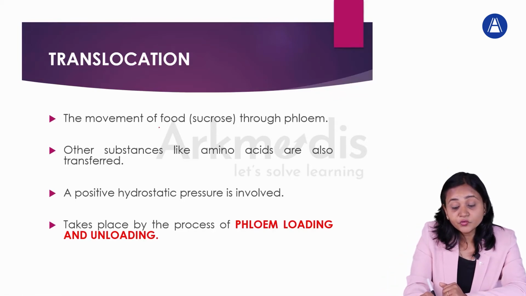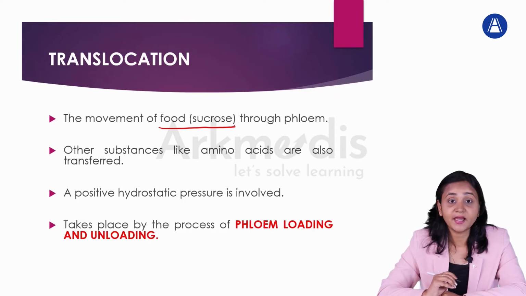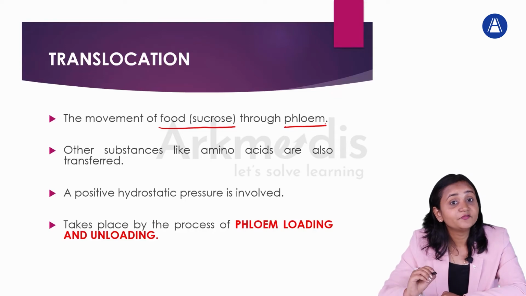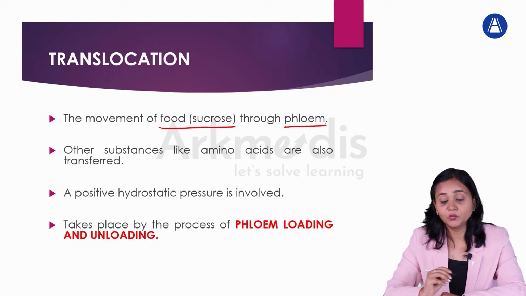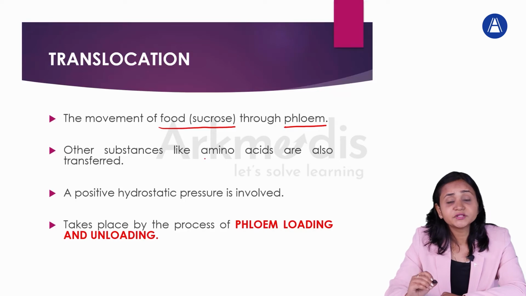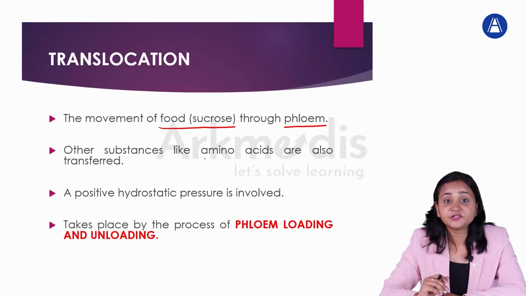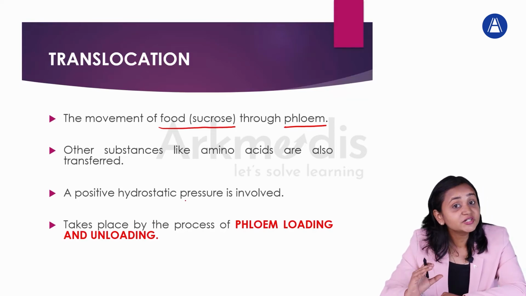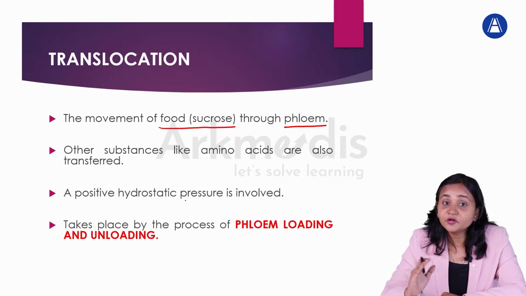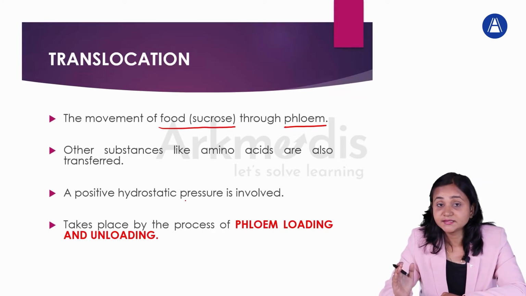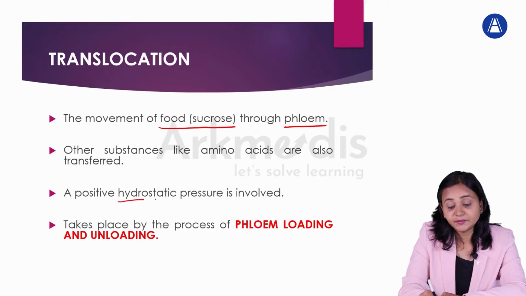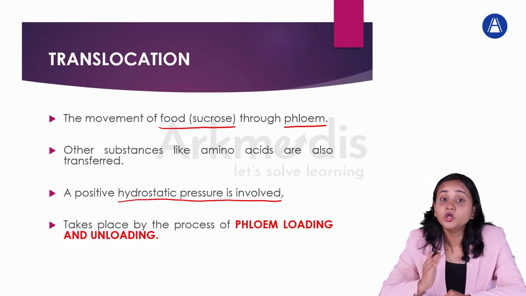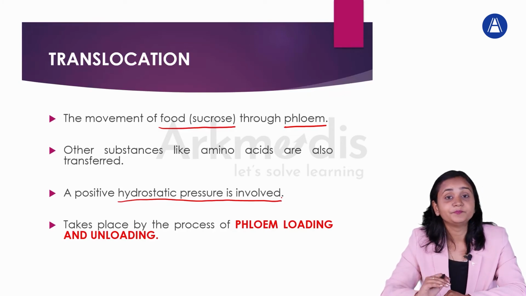Okay, and the main food that is transported by the plant is sucrose. Okay, and also the conducting vessel is the phloem. Now, not only sucrose, another important food that is transported is in the form of amino acids. Now, the pressure involved in this transfer of sucrose and amino acids is a positive hydrostatic pressure. And this process is called phloem loading and phloem unloading.